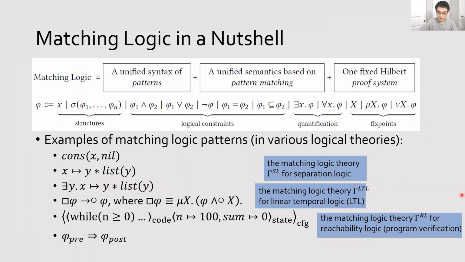The next one expresses a temporal property like in LTL, and the fifth pattern builds a computation configuration where there is a while loop running on a program state. The last pattern captures a correctness property. The meaning of these patterns is determined by the logical theories. The patterns about heaps are within the theory for separation logic, for example. And to conclude, in matching logic, we can have a uniform representation of the properties from various logical systems.